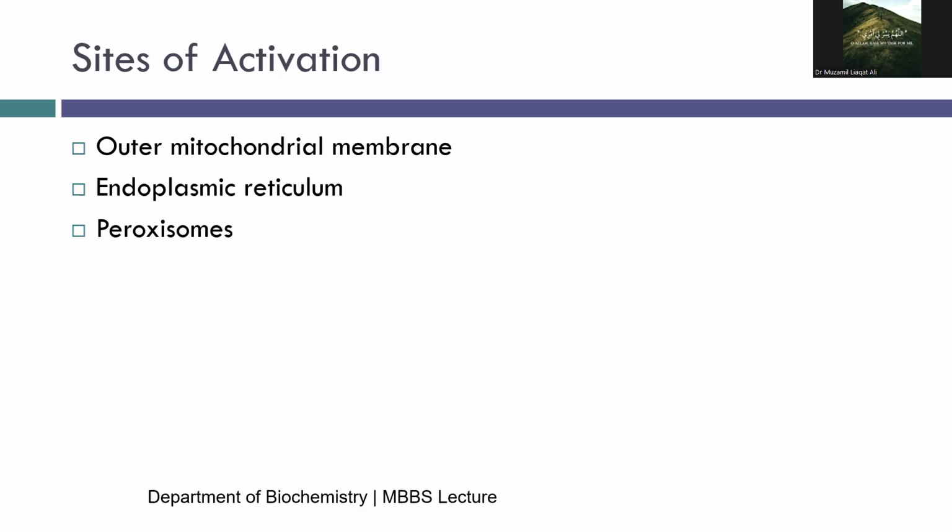So what about the sites for the activation? The number one site is the outer mitochondrial membrane, the main site for the beta oxidation. The next are the endoplasmic reticulum and the peroxisomes. Peroxisomes carry out beta oxidation for the very long fatty acid chains, right?